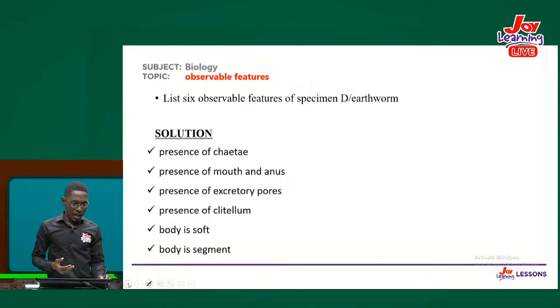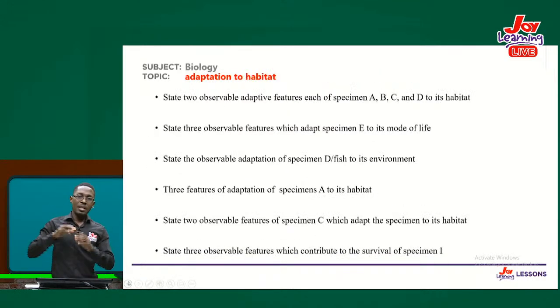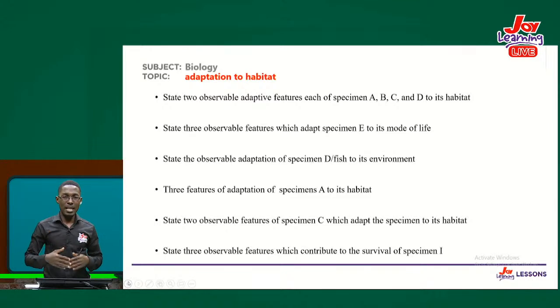Then we move on to the adaptive type. If it's the adaptive type, they are going to ask you how the organism is able to live within its environment or habitat successfully. They may come in varied forms. So let's look at some on your screen. State two adaptive features of each of specimen A, B, C, and D to its habitat. State three observable features which adapt specimen E to its mode of life.